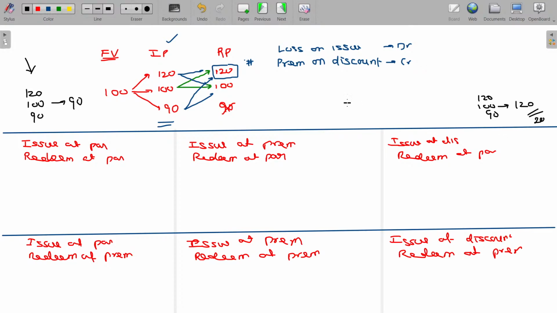The entry being loss on issue, debit, and premium on redemption, credit. This will be for this 20. Is that clear?